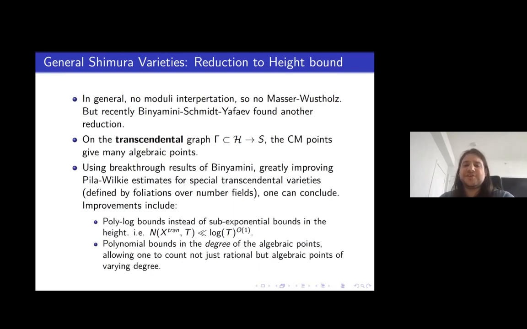And also, they're both very impressive, but this is an even more crucial improvement, which is that Pila and Wilkie could really effectively only work with a fixed number field. Okay, you can work with all points of a bounded fixed degree by taking, say, the characteristic polynomial of that point. But if the degree really grows, Pila and Wilkie's method just doesn't work very well. But Binyamini, adapting a method of Masser and Siegel, manages to get polynomial bounds in the degrees of the algebraic points as well. So you get a much, much more powerful theorem that allows you to count not just rational points, but truly algebraic points of varying degree. And using this, you can establish the reduction.